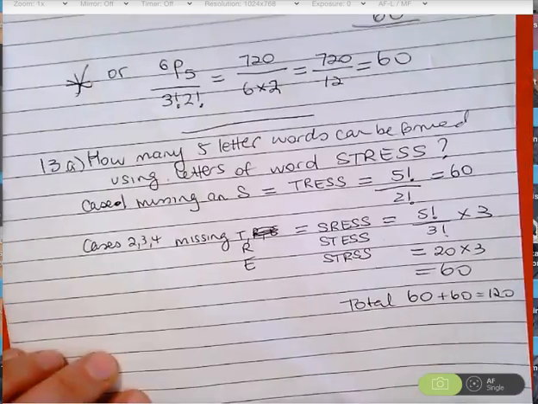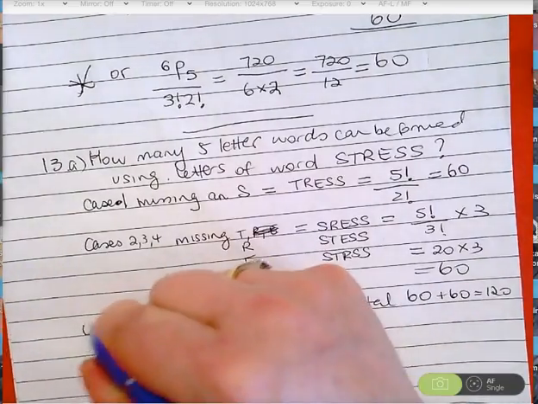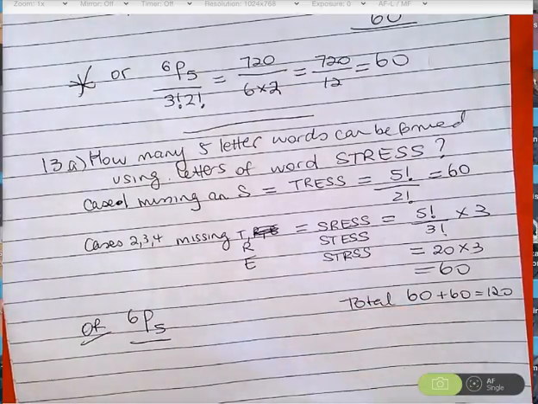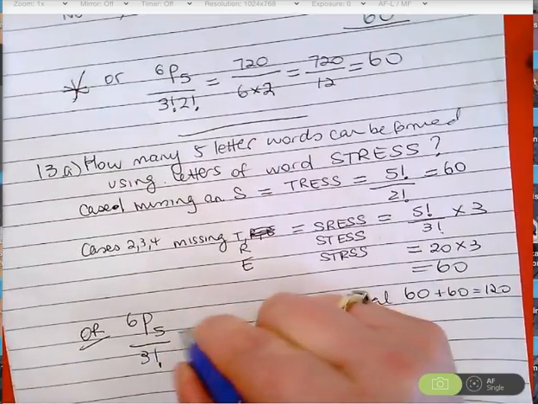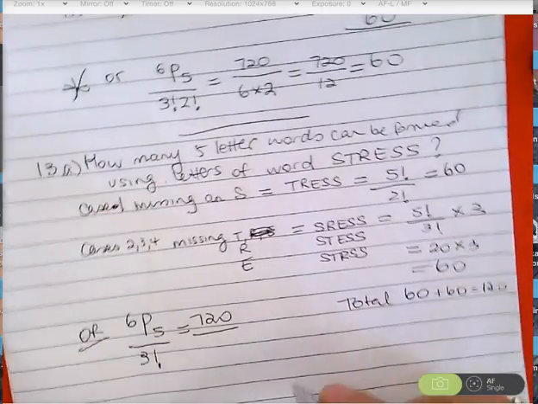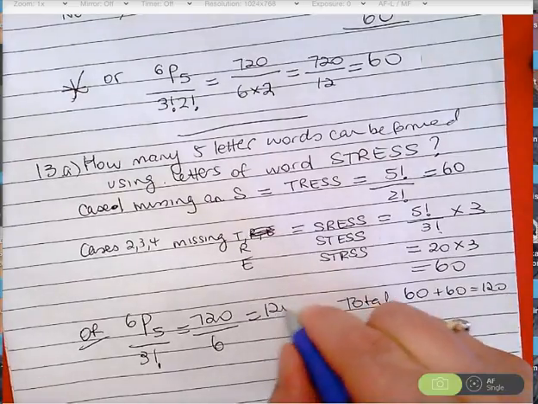Now, you know how I said let's try that other method? The quick one with the P's? How many letters have I got? 6. How many am I choosing? 5. And how many repeats in the whole thing? 3. Does it work? 6P5 is 720 over 3 factorial. 720 over 6 is 120. It works.